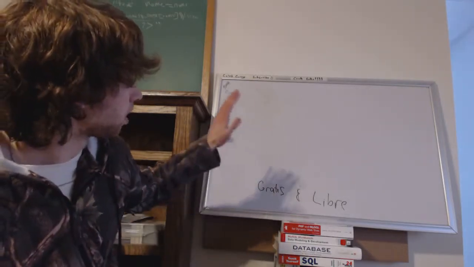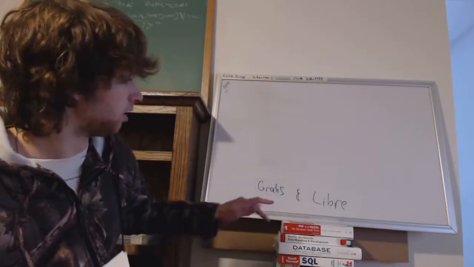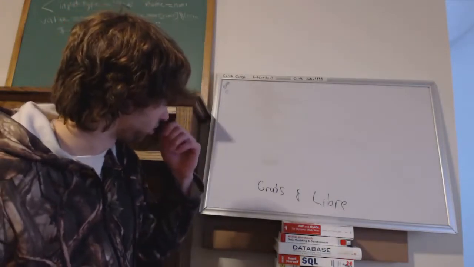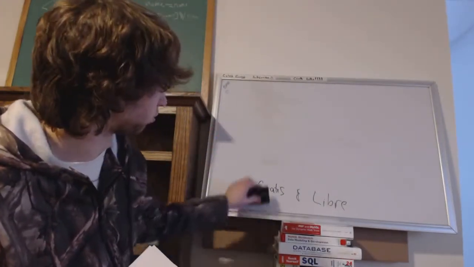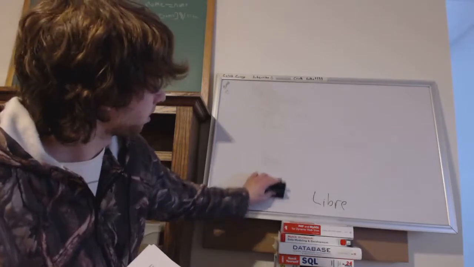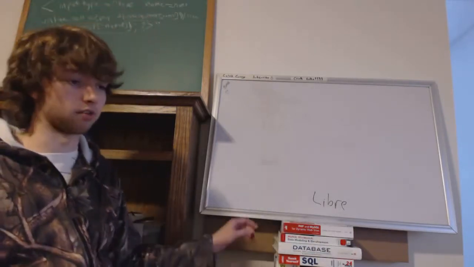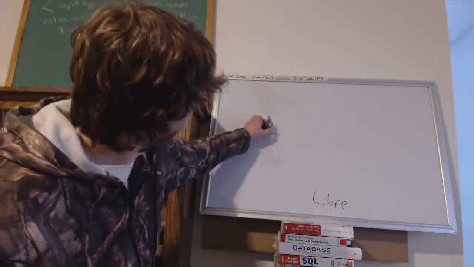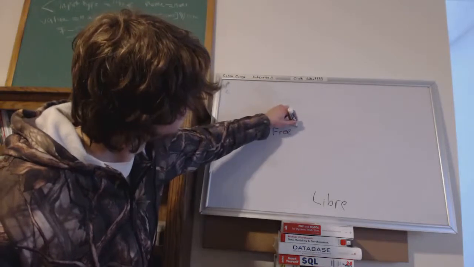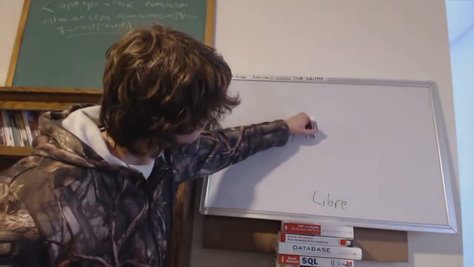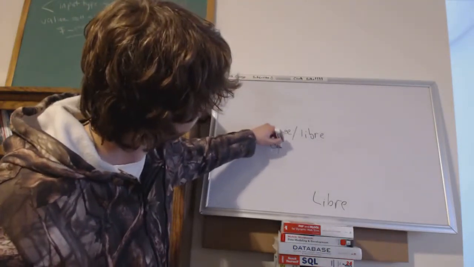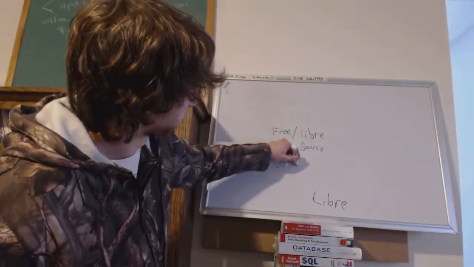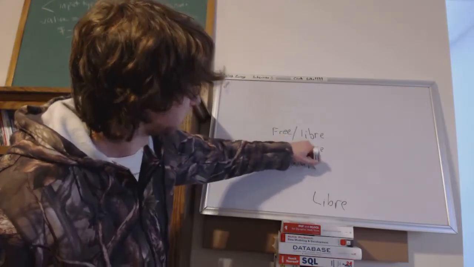So when we're talking about free and open source software, it's talking about libre, or basically you can still pay for it, but you still have rights. It's talking about freedom as in what you can do with the software. So that's why we get the term FLOSS, which is free or libre open source software. It's quite the acronym there.